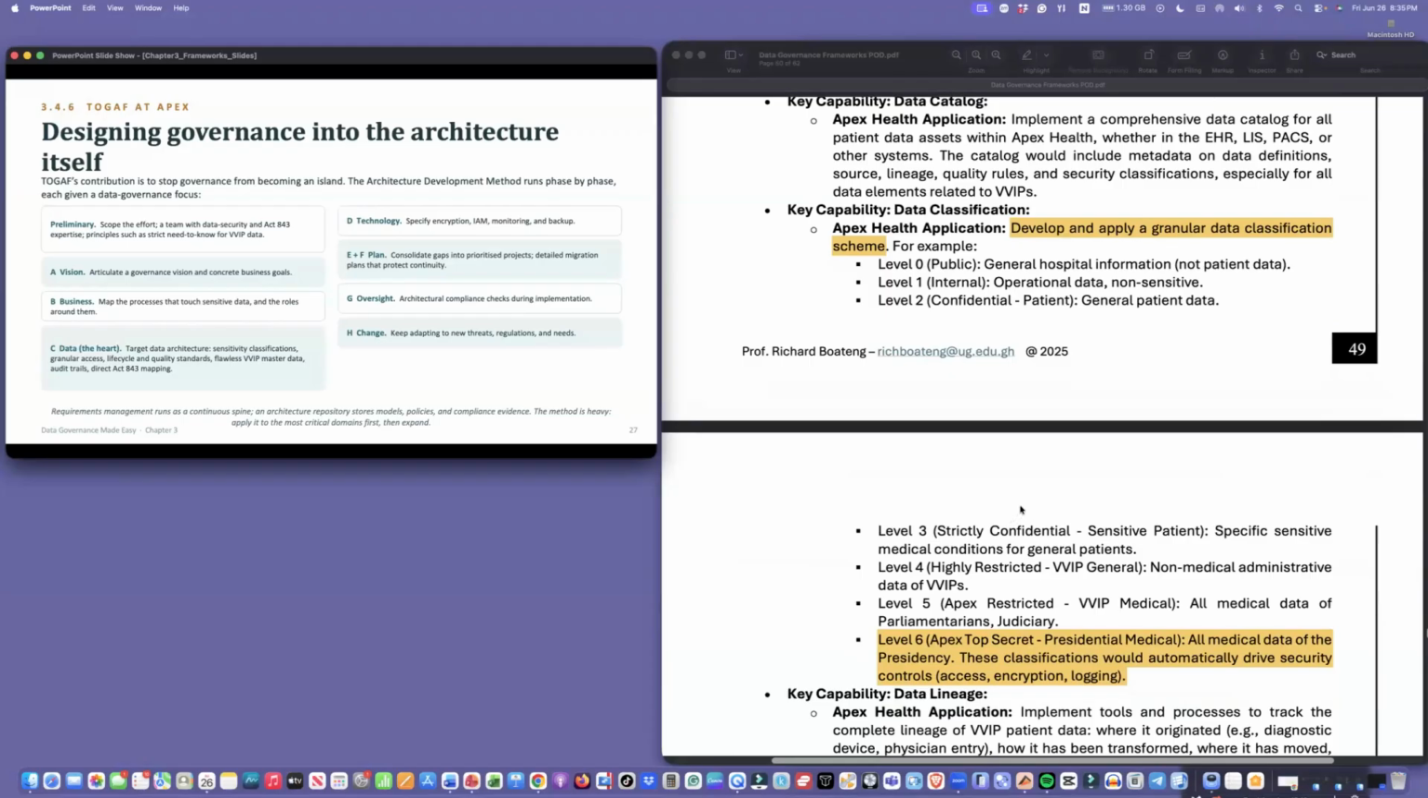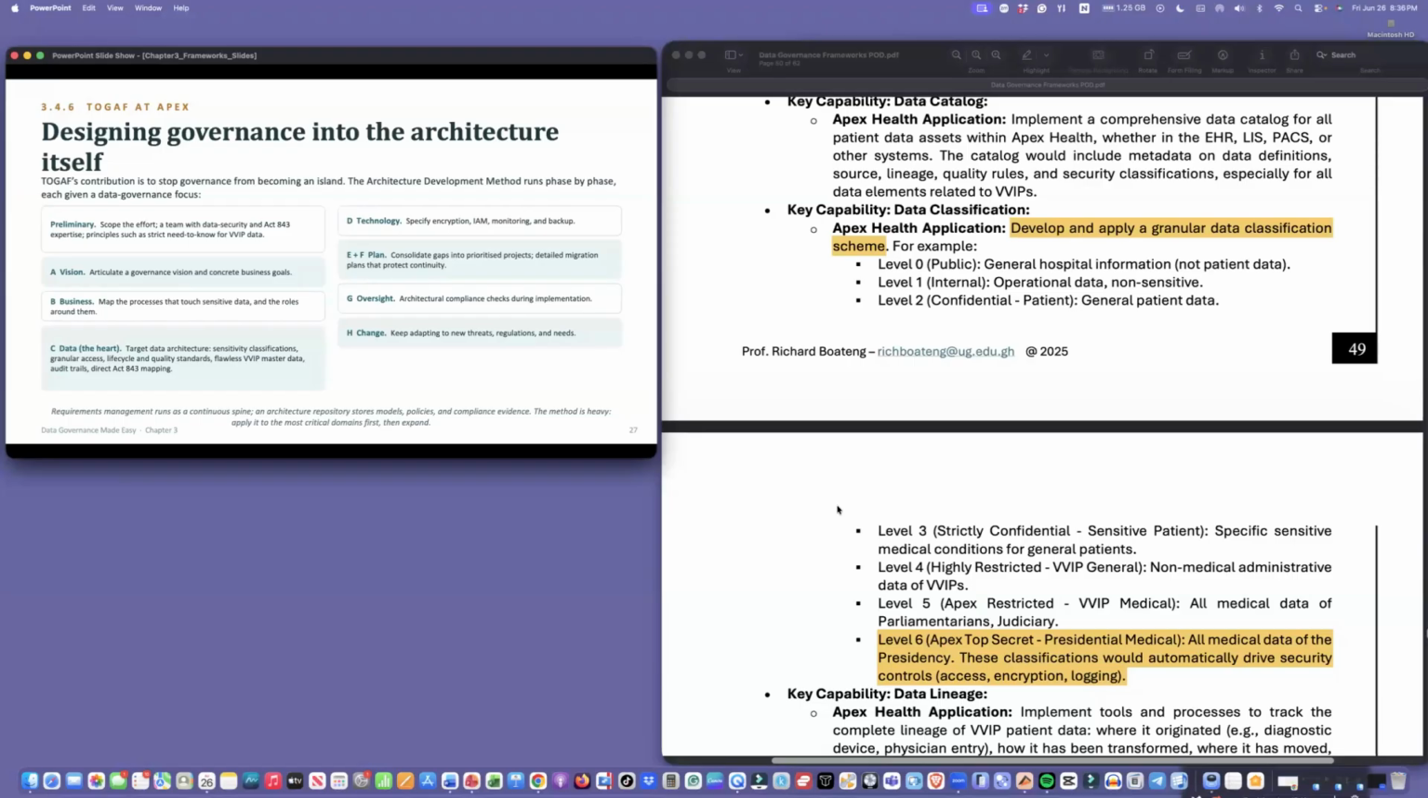For the sensitive patient, then highly restricted for the VVIP patient. No medical, administrative data of the VVIP. Level 5, APES restricted. VVIP medical, all medical data of parliamentarians and judiciary. Then level 6, you see that we separated the parliamentarians and judiciary from the president. Level 6, APES top secret, presidential medical, all medical data of the presidency. This classification will automatically drive security and controls, access, encryption, and logging.